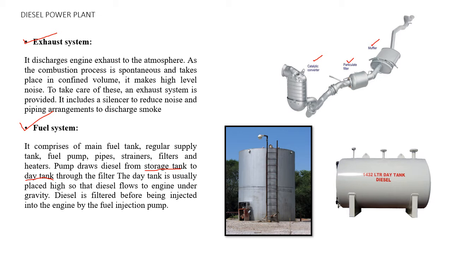Fuel from the main storage tank is first supplied to the day tank through the pump, and from the day tank it is next supplied to the engine. Usually the day tank will be placed at a higher altitude than the diesel engine, so that the diesel flows to the engine under gravity. Okay, this is about the fuel system.